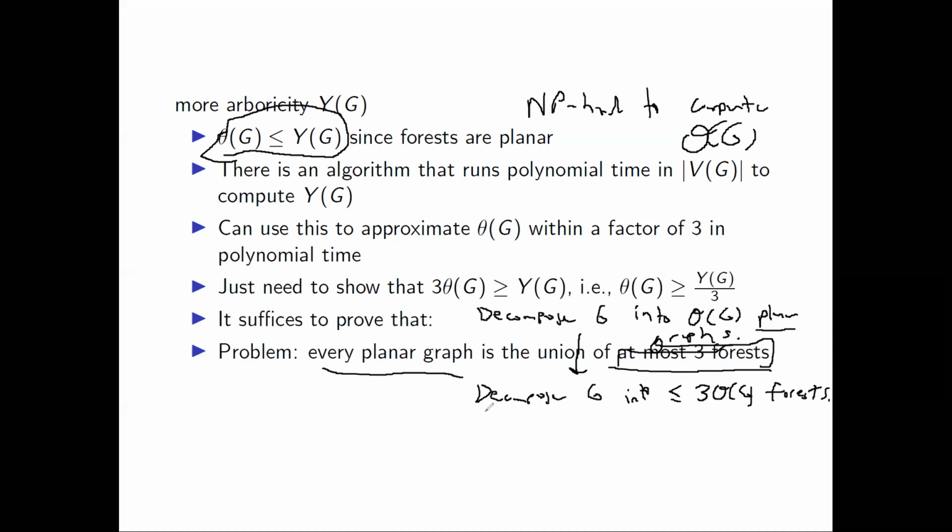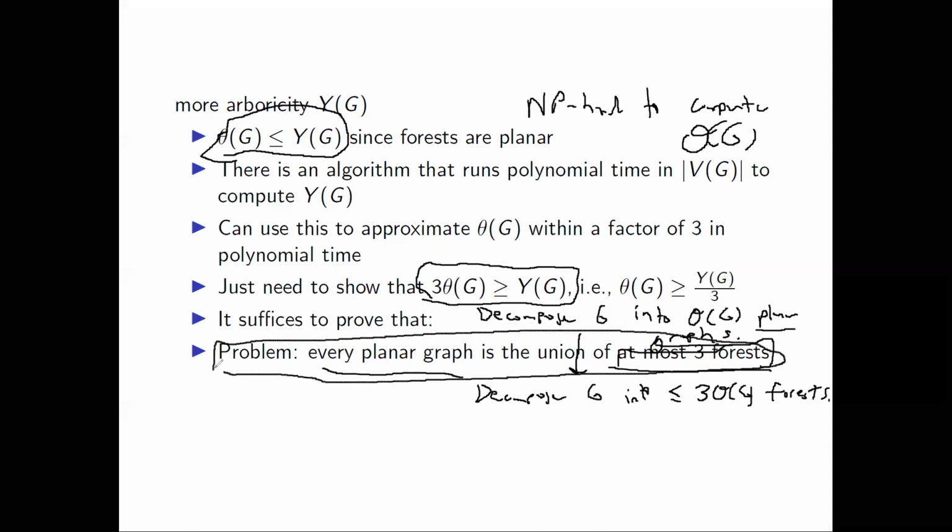And that tells us that the arboricity of G is at most 3 times theta of G, because we can decompose G into at most 3 times theta of G forests. So by definition, that's an upper bound of 3 times theta of G on the arboricity. So we do get exactly this bound that we want, which gives us the 3-approximation that we want. And all that it relies on is proving this problem that I leave to you. Prove that every planar graph is the union of at most 3 forests.